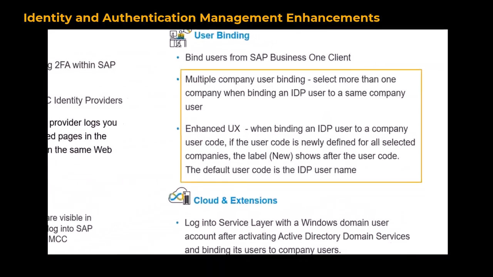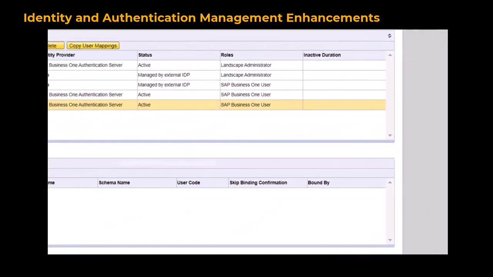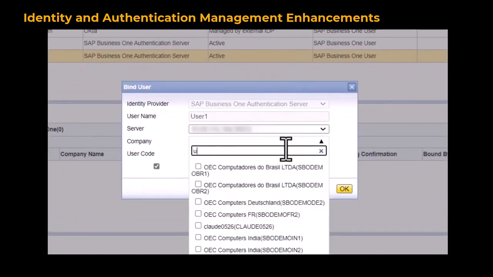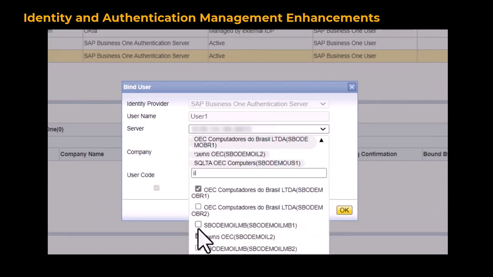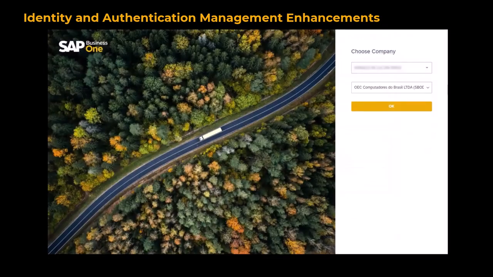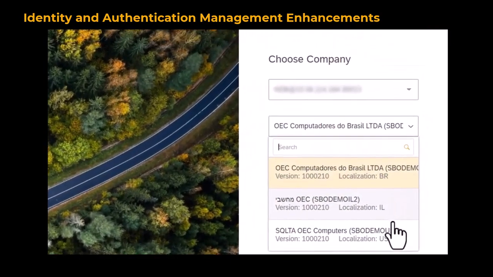You can now select more than one company with enhanced UX when binding an IDP user to a company user. If the user code is newly defined for all selected companies, the label New appears after the user code. After binding to multiple companies in one go, you can then choose from multiple companies.